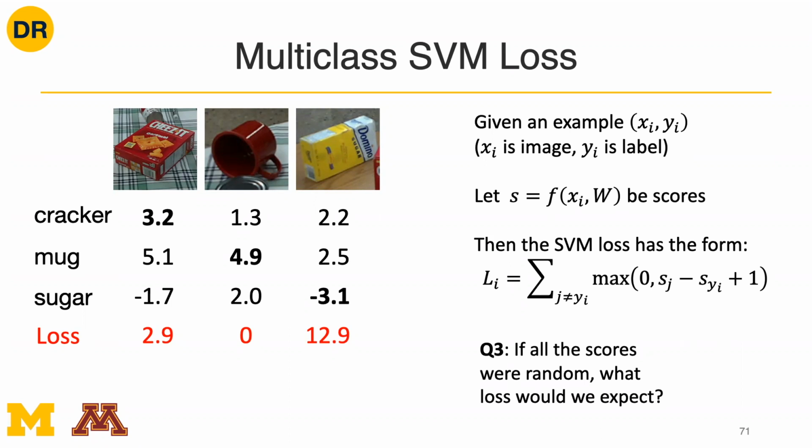Yes. Would it be the mean of the distribution plus the margin? Yes. What would be the mean of the distribution? 0, right? So let's say this will be 0 on average. So only the margin is going to contribute. So the loss in this case would be the number of classes minus 1. So that would be the loss.